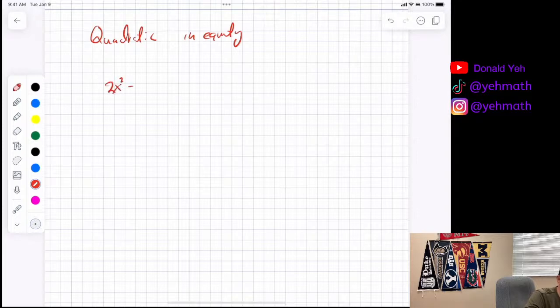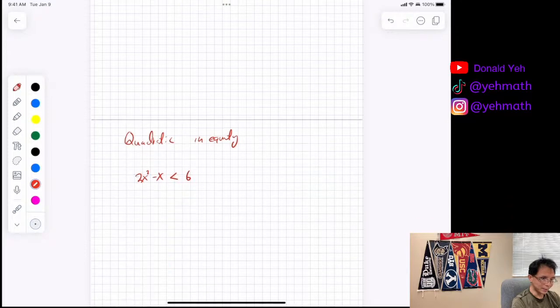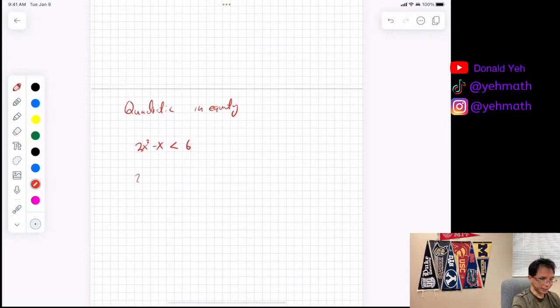2x squared minus x is less than 6, something like this. Now, the reason why I cover this is called quadratic inequality. A whole section of calculus is based on this. Some of you, before in my calculus class, there was a question about this. It's called quadratic inequality. Now, what happens is you always set the equation equal to 0. But the way to solve it is not like the way you're thinking of.